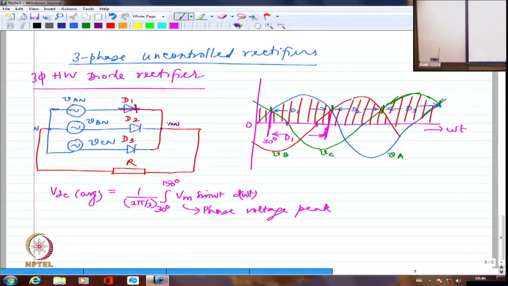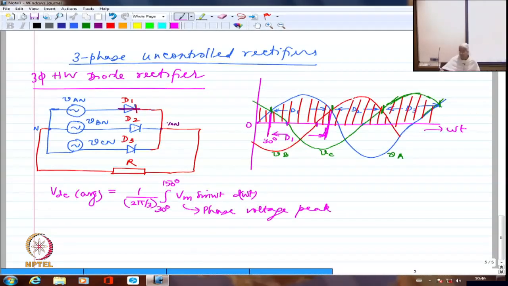This is just for the sake of continuity. Again, this is hardly ever used anywhere, but you should know how a half-wave rectifier works. Then we will go to full wave. That's the reason I am discussing this, because this hardly has any applications. Hardly ever.